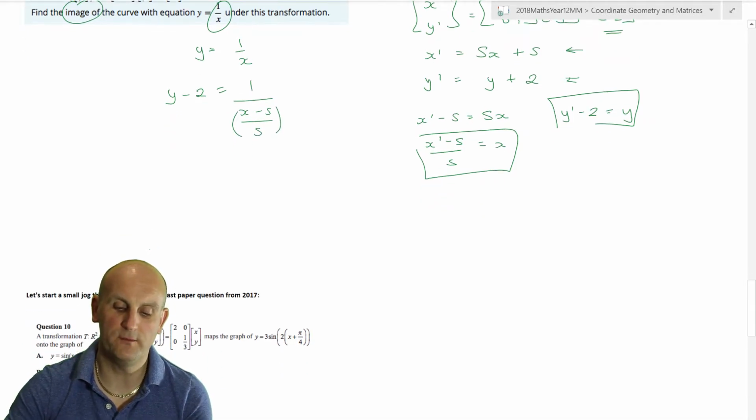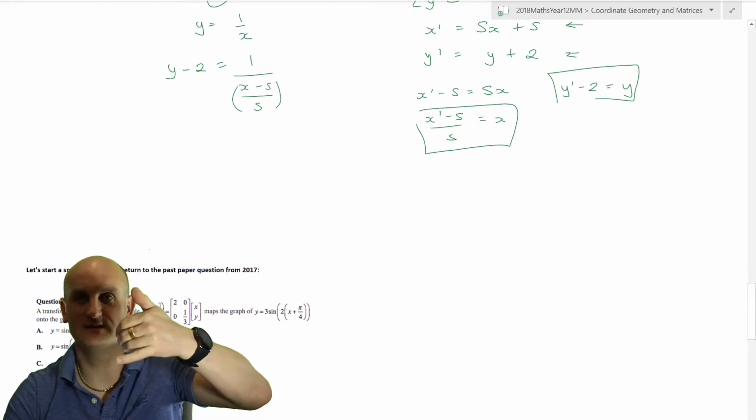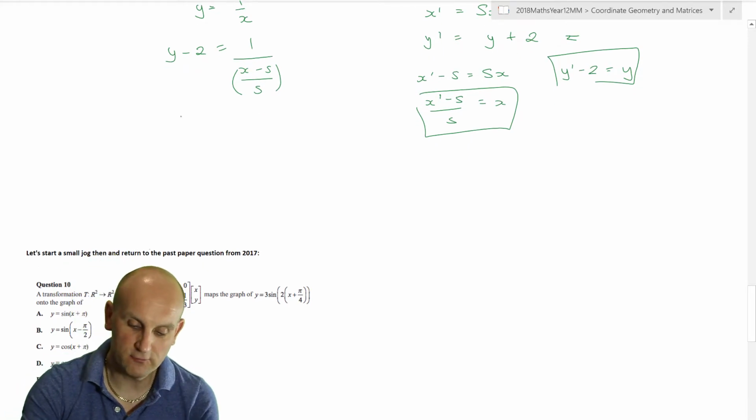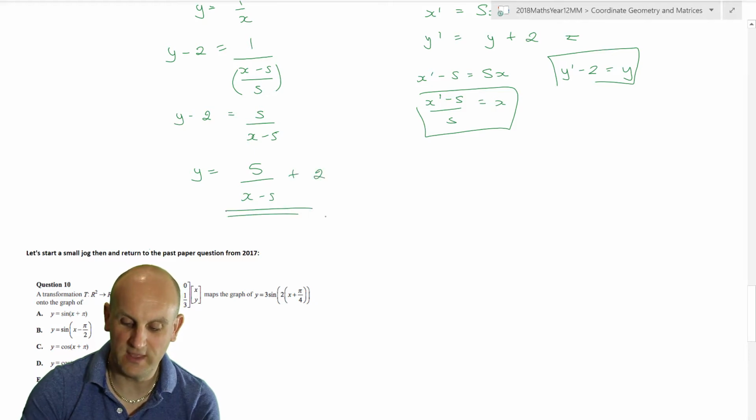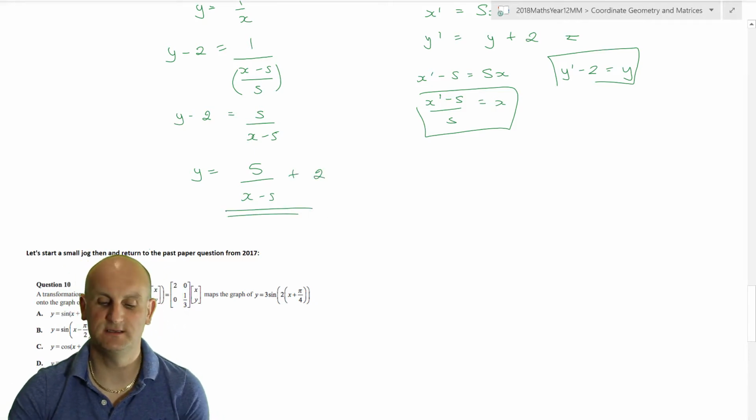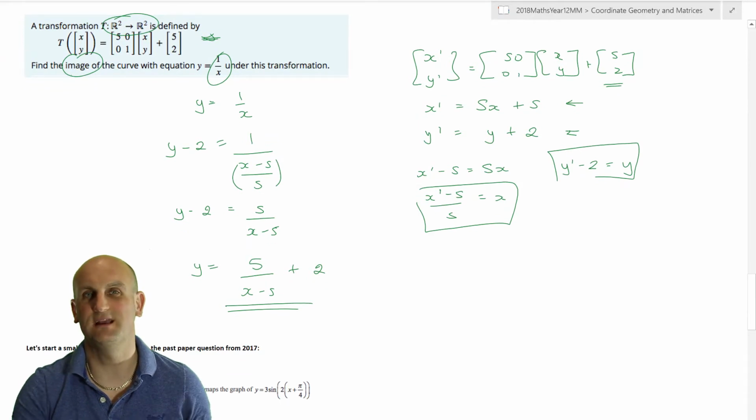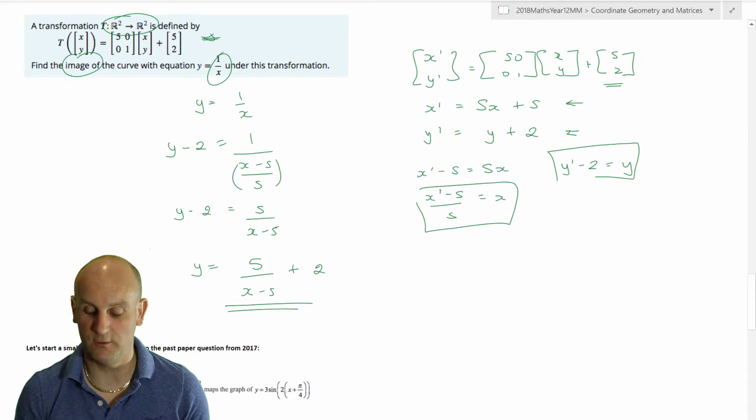Well, I know that 1 over just makes it the reciprocal, it's going to flip it upside down. So rewriting this, I get y minus 2 is equal to 5 on x minus 5, and then swap the 2 over gives me y equals 5 on x minus 5 plus 2. And there, ladies and gentlemen, is the equation of my image. These are the types of questions I would expect to see in the exams, more and more so.